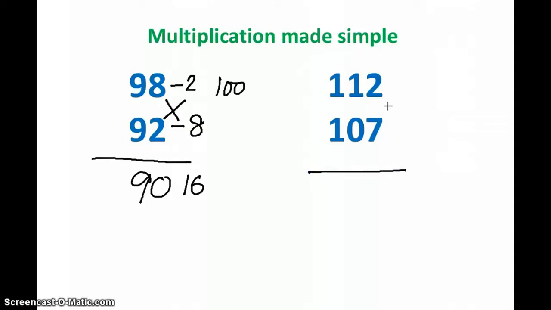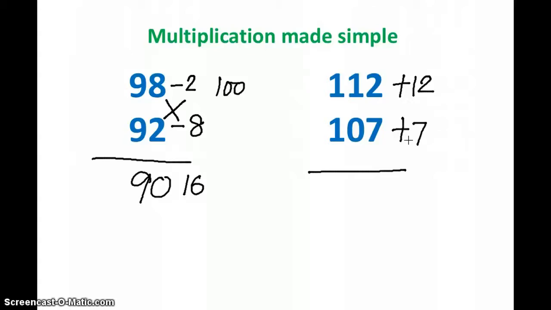Here we should see that both the numbers are more than 100. Base is 100, but both the numbers are more than 100. So I can write how much more this is. This is plus 12. And the next number is plus 7. 107 is 7 more than 100.